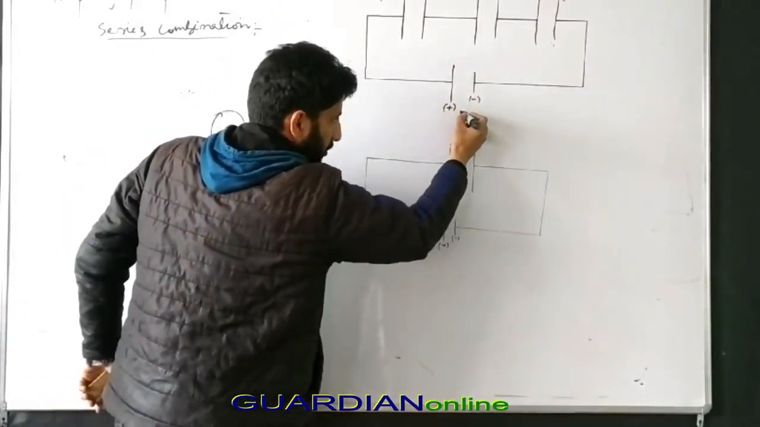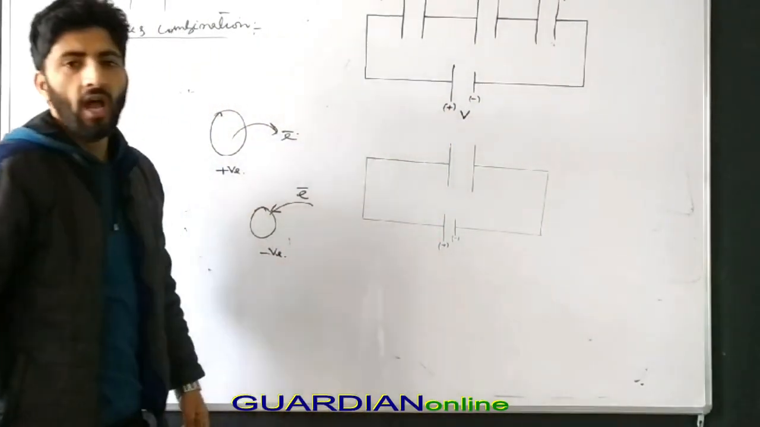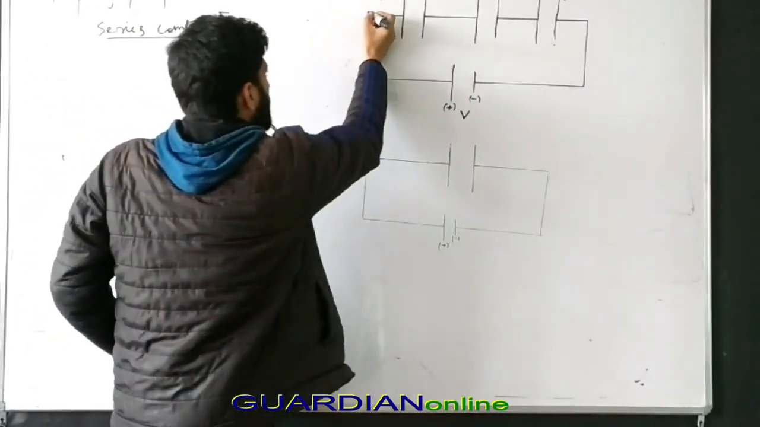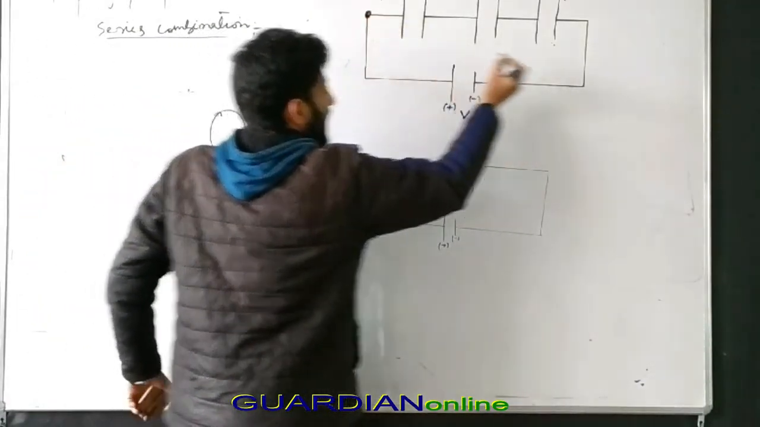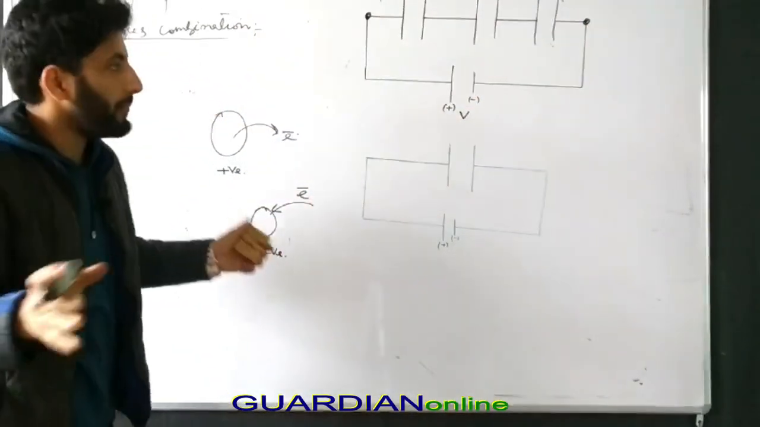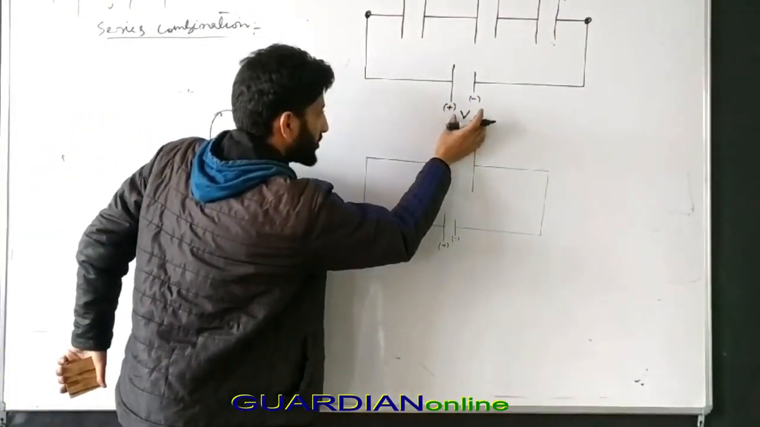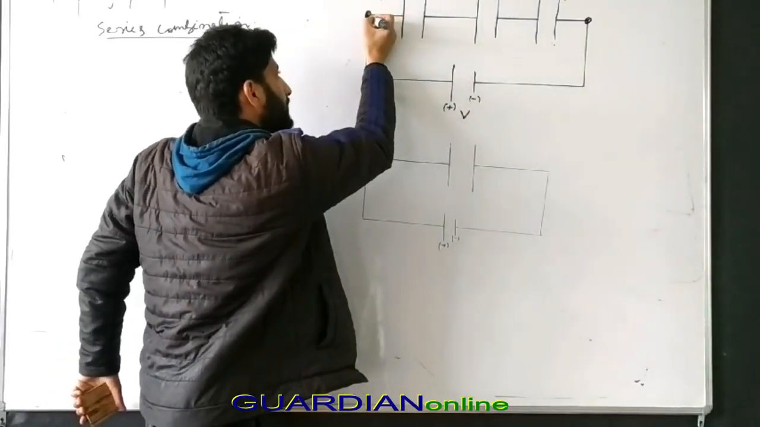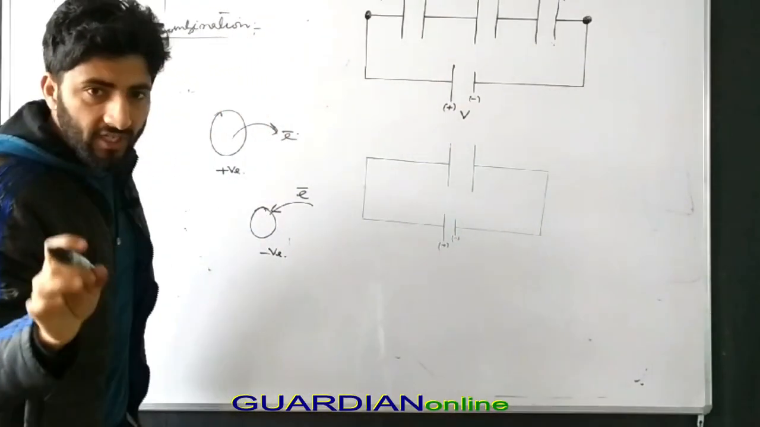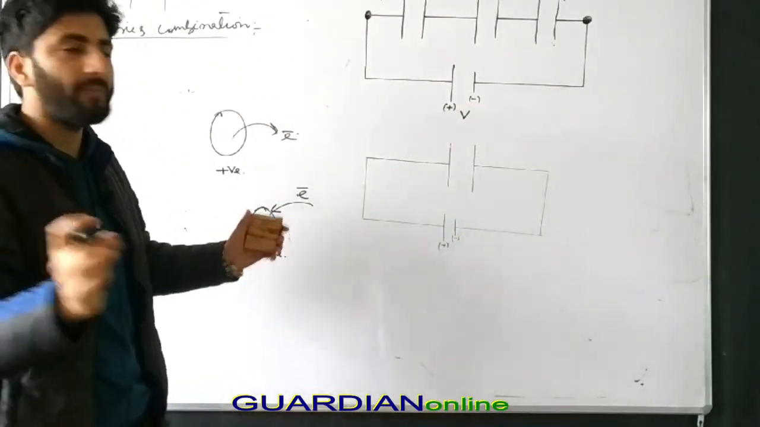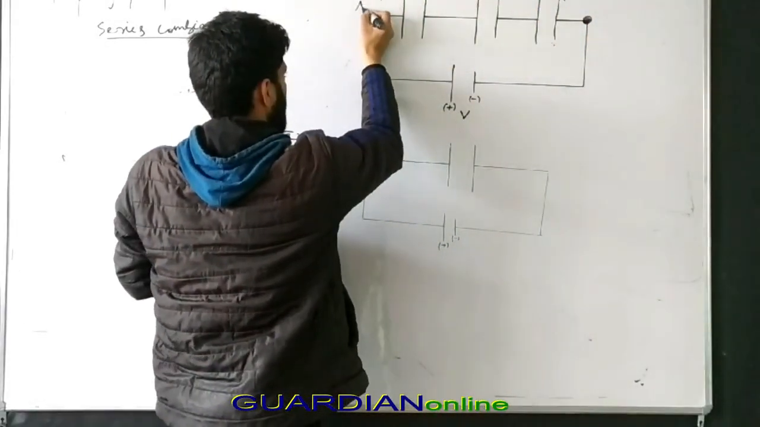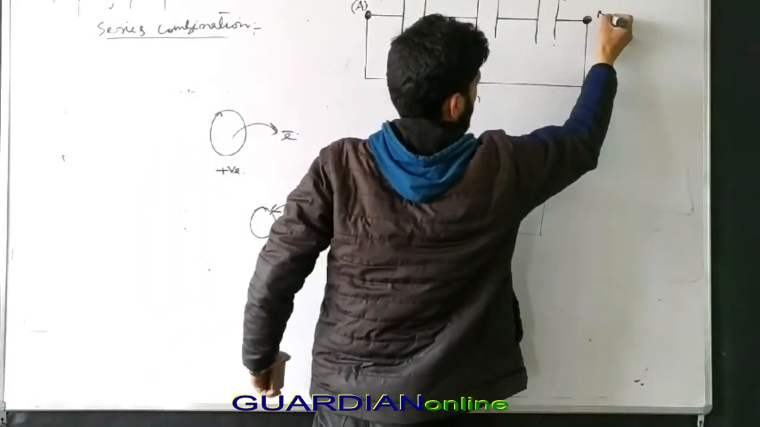So the potential is V. You can see potential V generated across the ends of the two plates, across the ends of the whole combination of capacitors. This means potential V develops slowly from this point to this point. In between, we don't know that. So the potential of the external source appears across the ends. Let us say this end is A and this end is B.